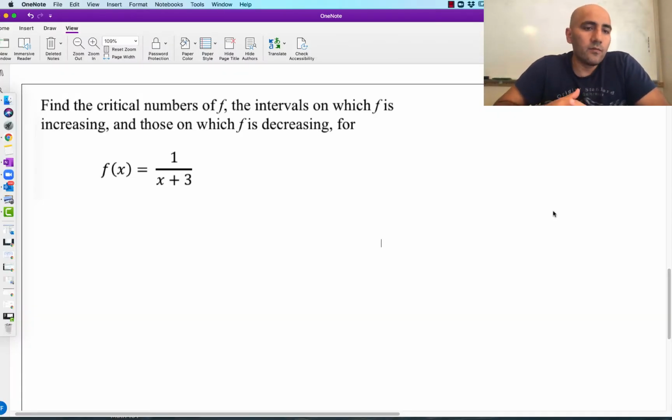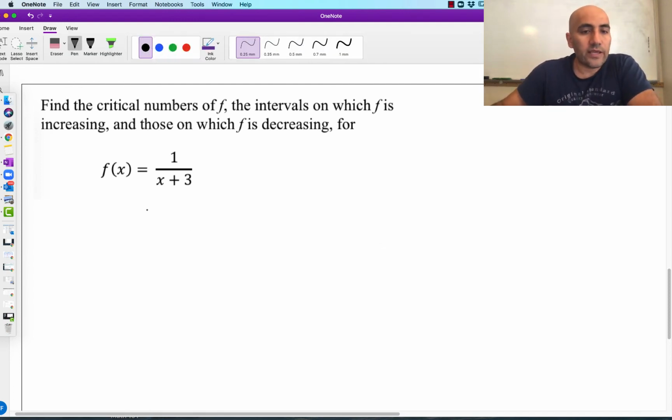Okay, one more example. Find the critical numbers of f, the intervals on which f is increasing and those on which f is decreasing for this function. f of x equals 1 over x plus 3. Again, we know we have to find the derivative, so I'm going to jump right ahead and rewrite this as x plus 3 to the power of negative 1.